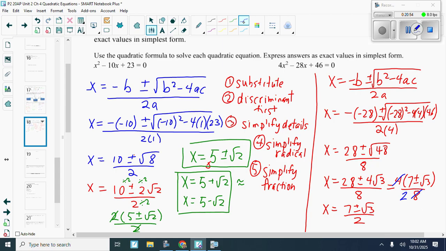Okay, so that's how I simplify. I pulled a GCF of 4 out, and then I did 4 divided by 8, which gives me the 1/2. So all of this is over 2. Now let's practice. I'm going to give you a moment to write that down, and then we're going to practice with our calculator.